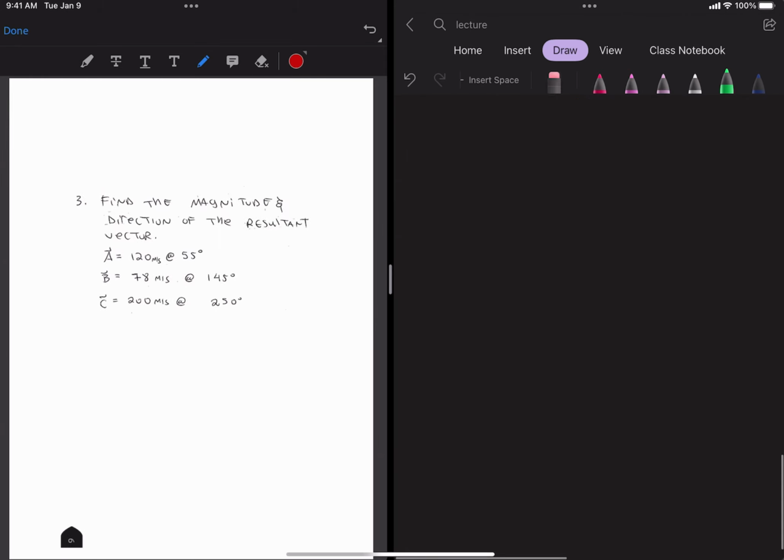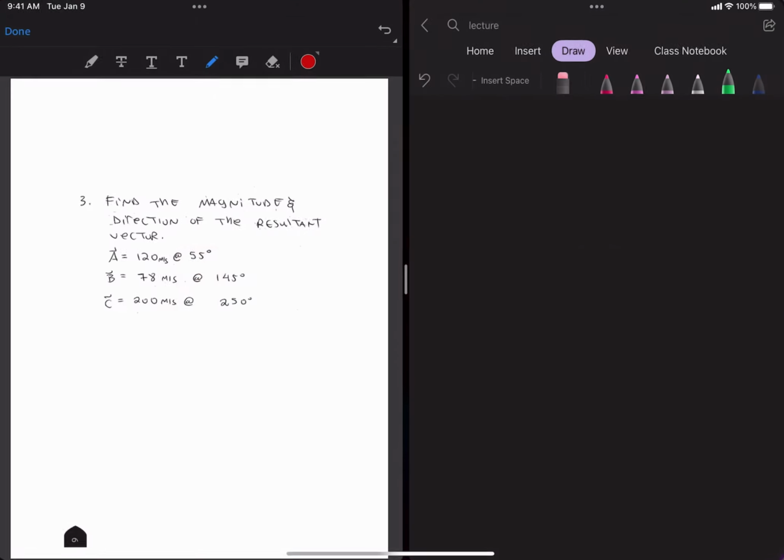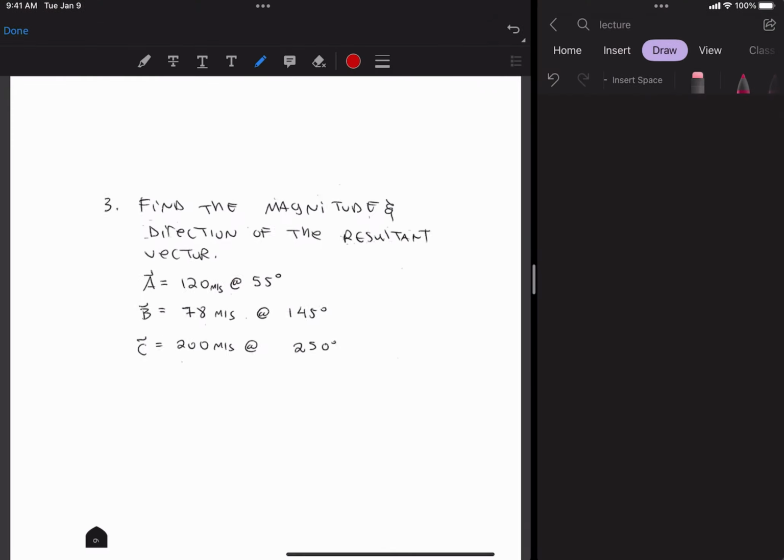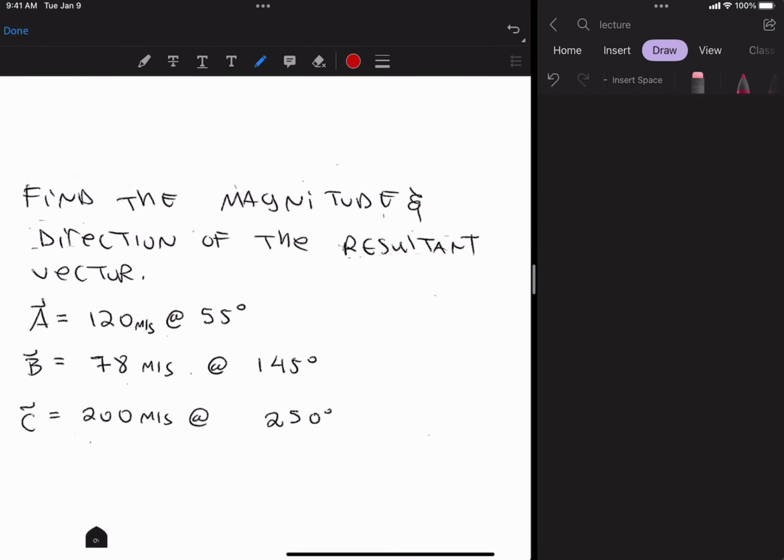So here is the next word problem. This is a vector question. You're going to add these vectors together. It says find the magnitude and the direction of the resultant vector. That means you're going to add all the vectors A, B, and C.